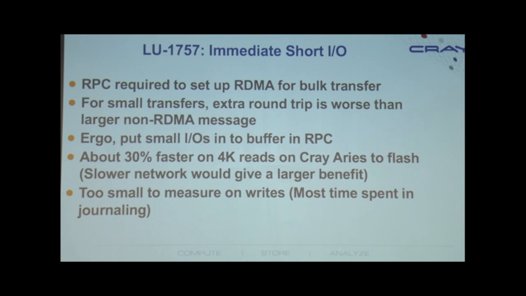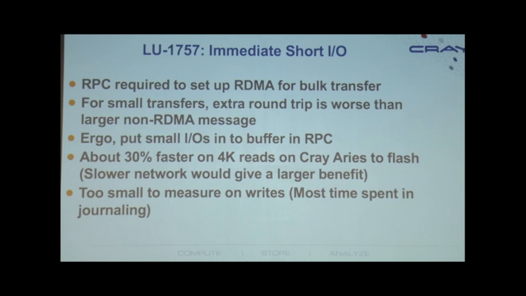But at a certain point in size, which does vary a lot depending on your network and other things, the extra round trip is worse than handling a larger non-RDMA message. And so that actually leads to a pretty simple solution. You can put small I/O into the buffer in an RPC. So basically, the announce message that says, here is where the data is, says the data is inside me. And so now that message isn't 500 bytes, it's 4K plus 500 bytes. But on a lot of networks, that's still faster than setting up an RDMA.